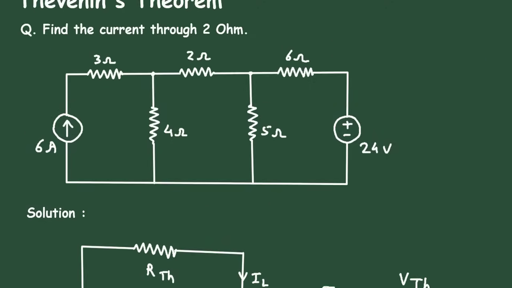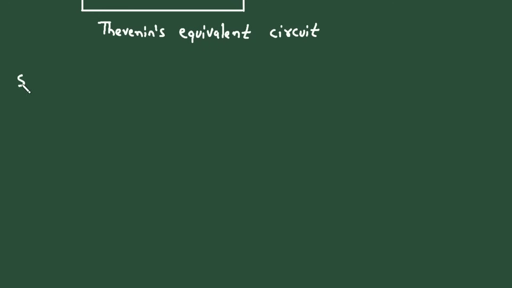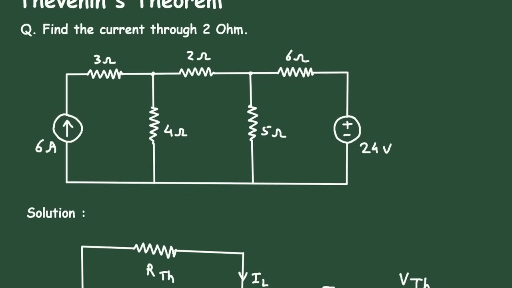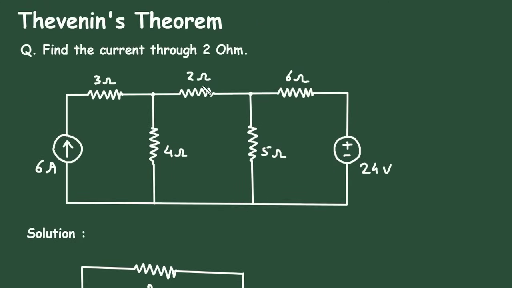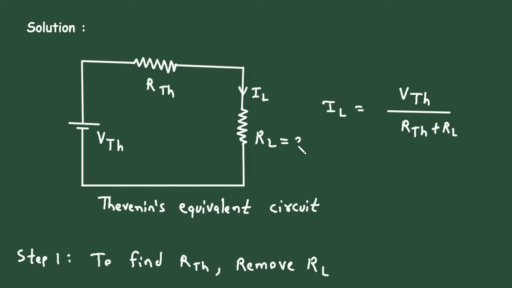Now, first of all, let's find the value of RTH. So, step number 1, to find RTH, remove RL. Now, what is RL? Here we can see we have to find the current through 2 ohm resistance. That means 2 ohm is the value of RL. So, here we can write RL is equal to 2 ohm.